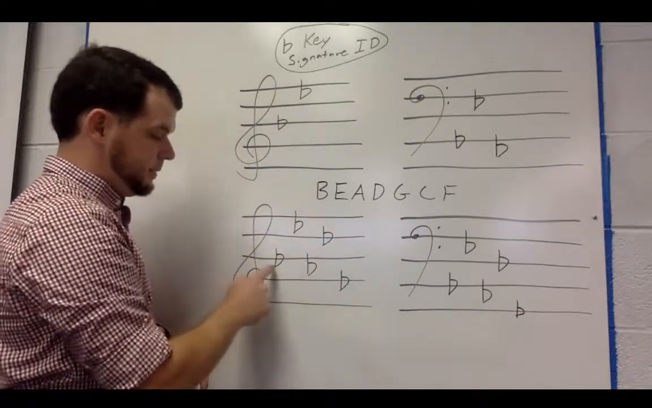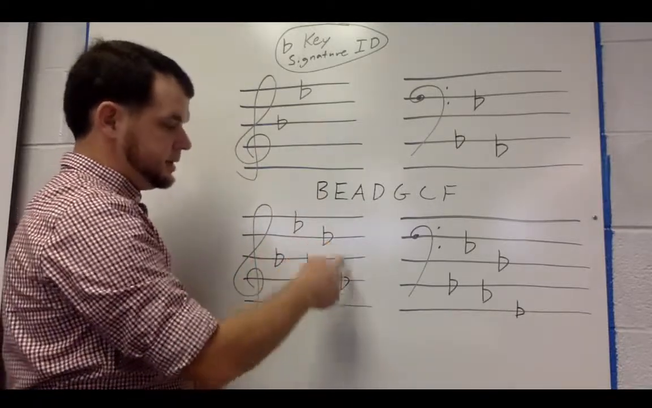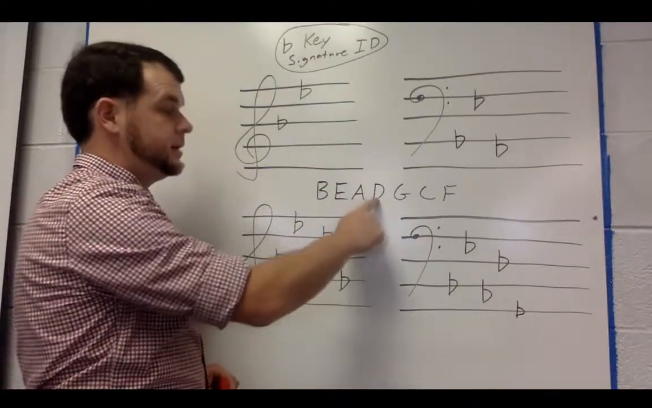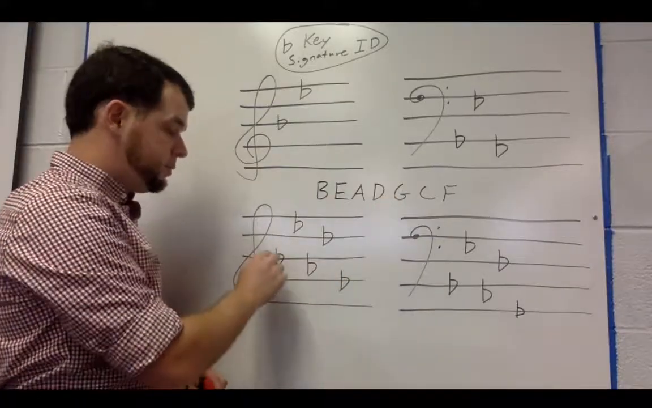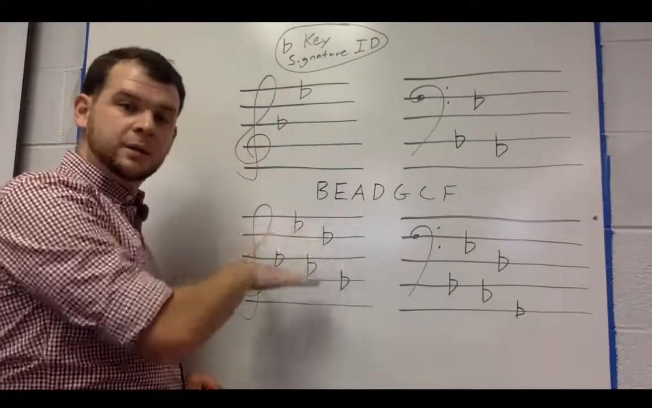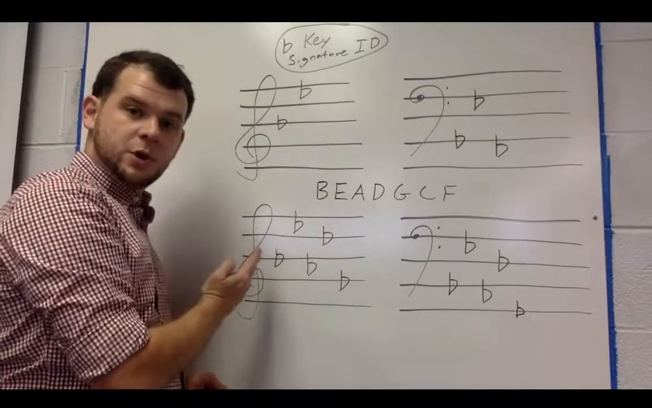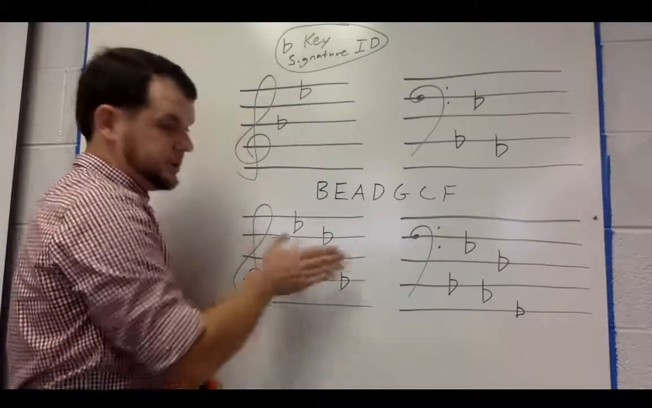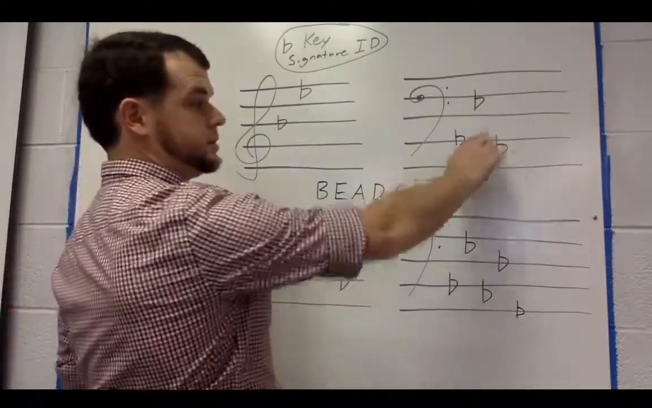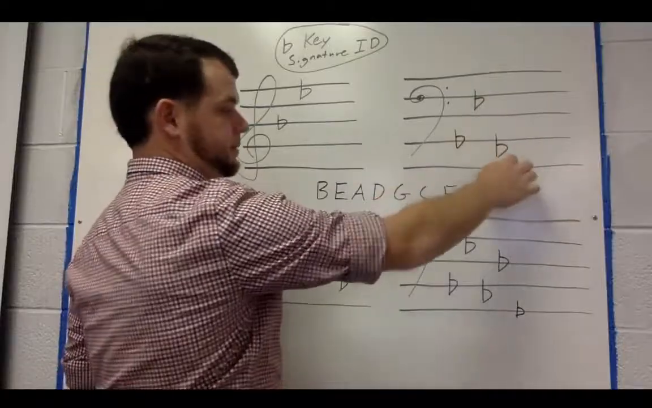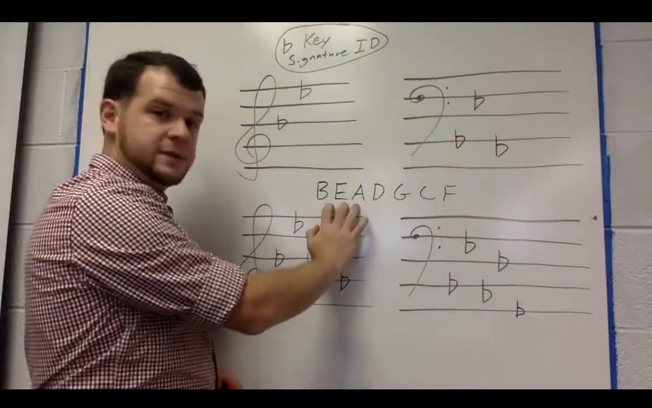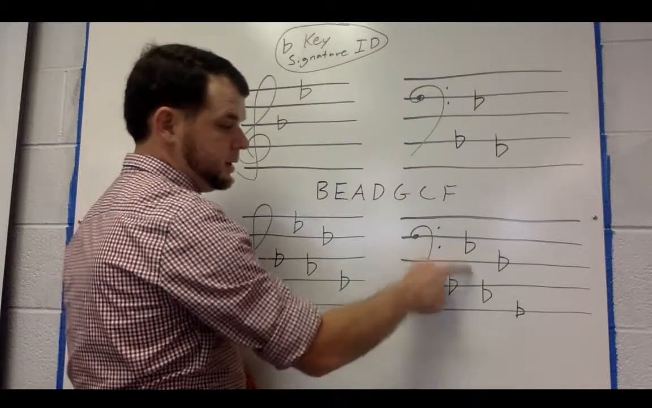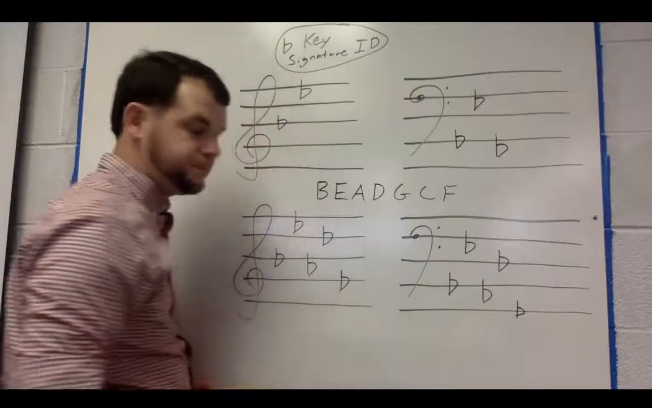For this example, we have B, E, A, D, and G, just like our order of flats, B, E, A, D, and G. Now it's important to note that as they jump up and down, that doesn't make any difference as to the order. It's always left to right. We have B, E, A, D, and G coming across. In our flat key signatures, we have B flat, E flat, and A flat. Once again in order, the clef does not change the order. And for this bottom example, we have 5 flats, B, E, A, D, and G.